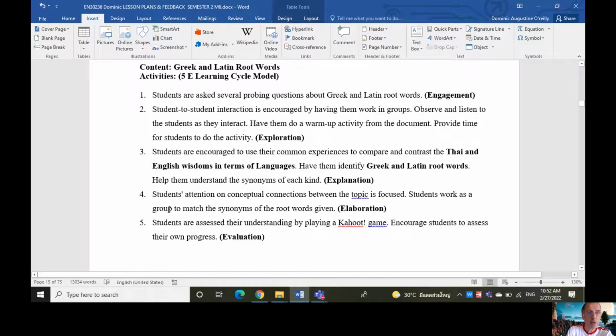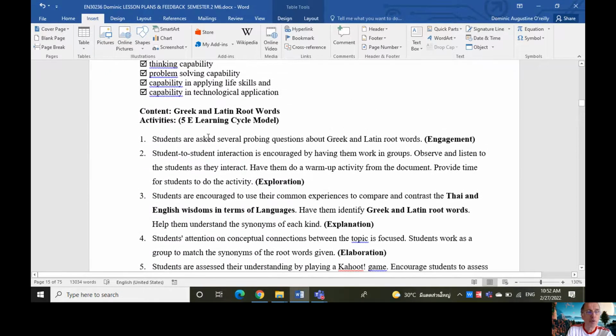So students' attention on conceptual connections between the topic is focused. Students work as groups, so there's group work here to match the synonyms of the root words given. That's elaboration. And then students are assessed their understanding by playing a Kahoot game. Encourage students to assess their own progress. Okay, now, do you see here where it says 5E learning cycle model? Well, that's engagement, exploration, explanation, etc.